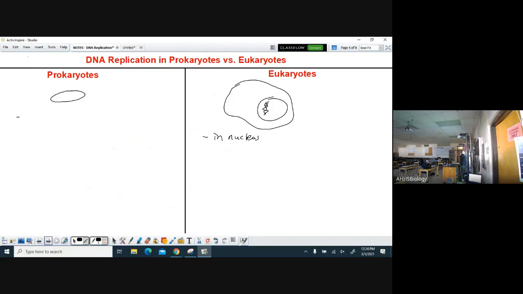Where's DNA in prokaryotes? Floating around. Floating around in what? Inside the cell? The cytoplasm. That's it. The fluid that fills up the cell. So it is in the cytoplasm.